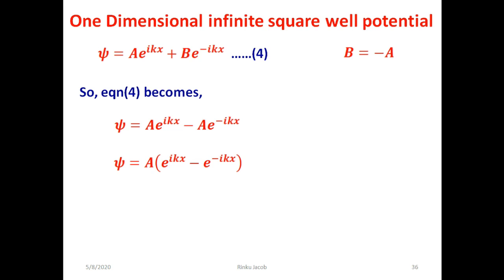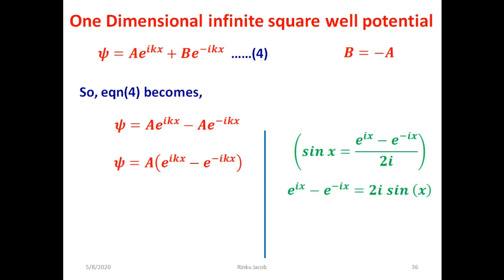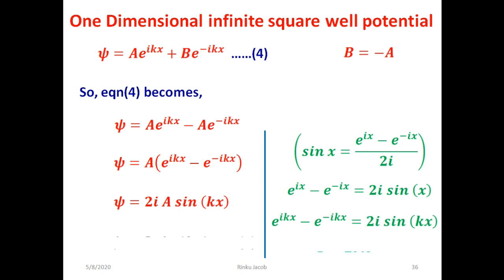Now we make use of the relation sin x = (e^(ix) - e^(-ix))/2i. On taking 2i to the other side, we get e^(ix) - e^(-ix) = 2i sin x. Now to apply this result in our derivation, we consider e^(ikx) - e^(-ikx) = 2i sin kx. So we can write ψ = 2iA sin kx. We can take 2iA as a constant C. So we get ψ = C sin kx, which is equation 5, where C = 2iA.